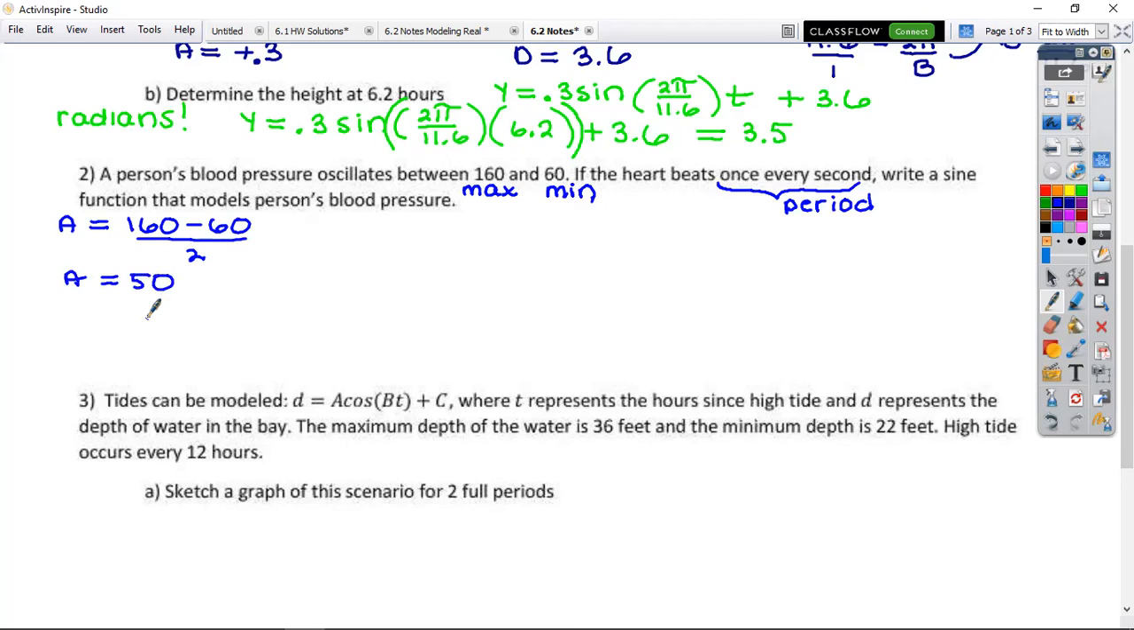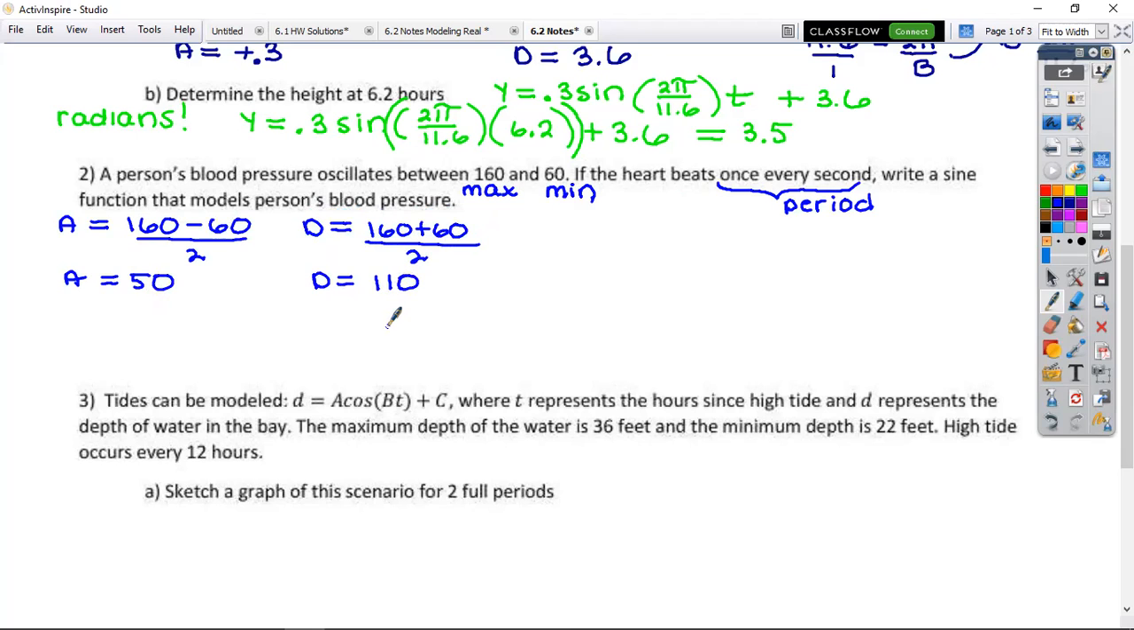I'm going to immediately go and find my midline value next. Again, this has no phase shift, but I'll call it D regardless. So we're going to go 160 plus 60, and then divided by 2, which is 220 divided by 2, which is, did everybody get 110?